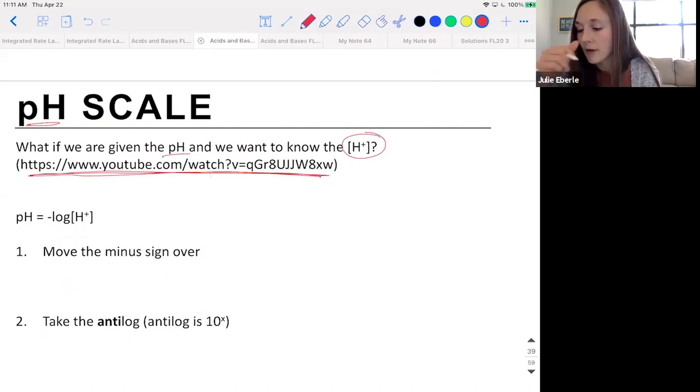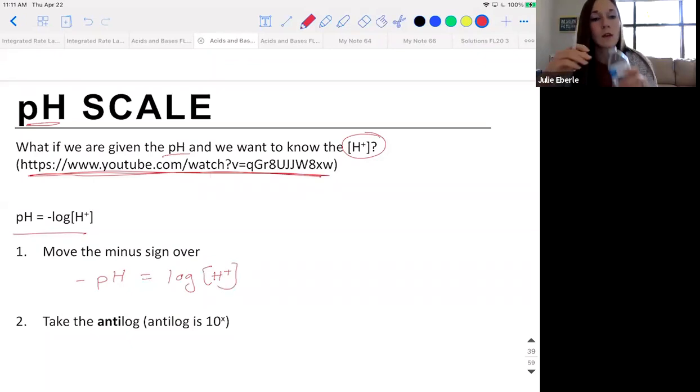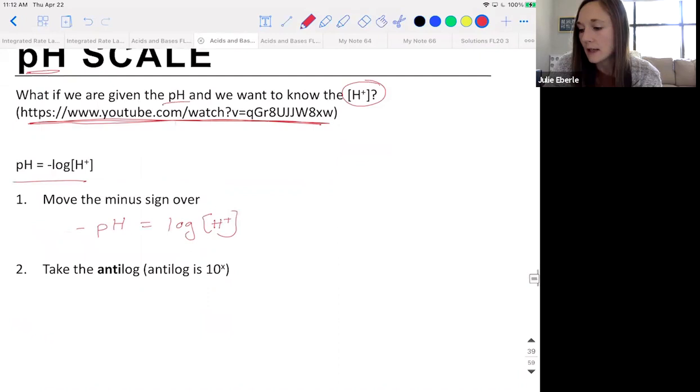So how do you solve for H plus? We have to undo the pH. How do we undo the pH? Same equation, pH equals negative log of H plus. Here are your steps. Number one, move the minus sign over. So now this becomes negative pH equals log of the concentration of H plus. Secondly, we need to take the antilog.